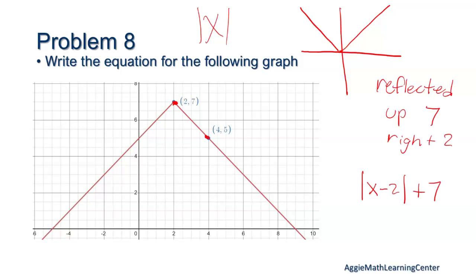And then how do we make it reflected? That's okay. I don't remember what it was. What we want to do is just make it negative, so it flips it. Cool. And that's what we got.